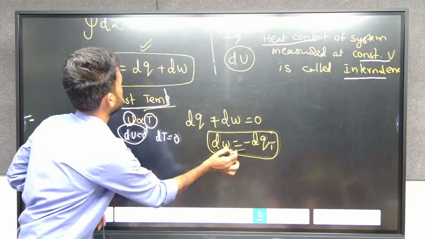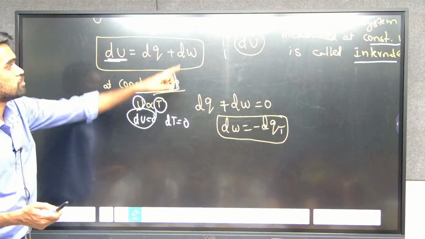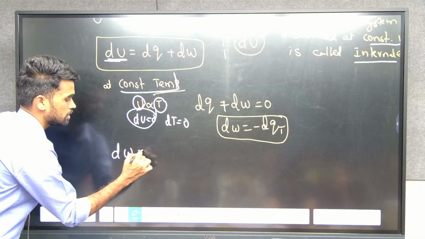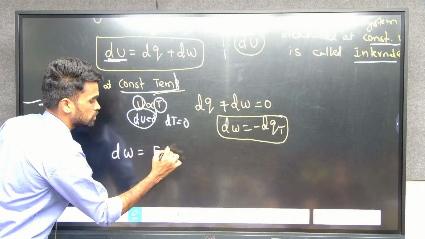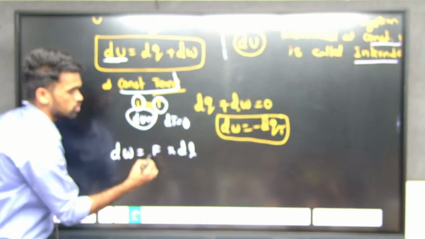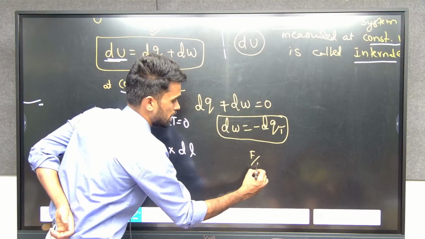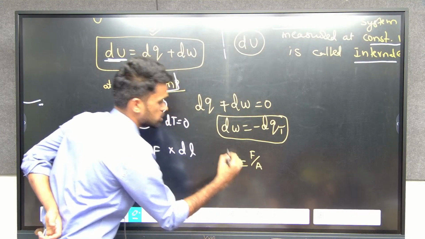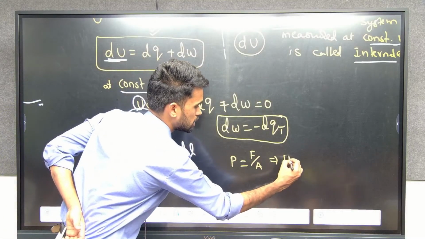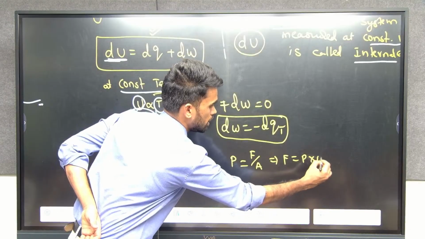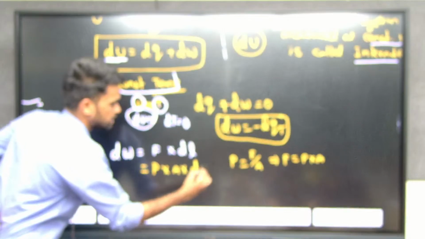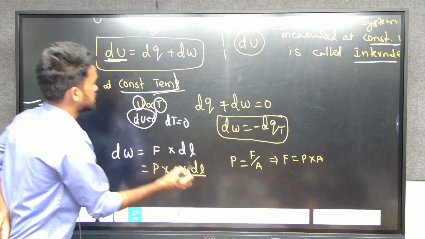Okay. Similarly, what is the one more term we are seeing here? Work done. So how will you give work done? See, this is nothing but force into displacement. Force per unit area is what? Pressure. So in place of force, I can write pressure into area. So pressure into area into dl. What is this dl? Displacement.